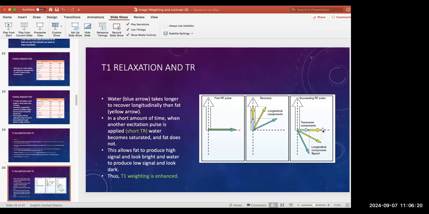Yes? That's because the water flip angle is further away from 90, right? Compared to fat.